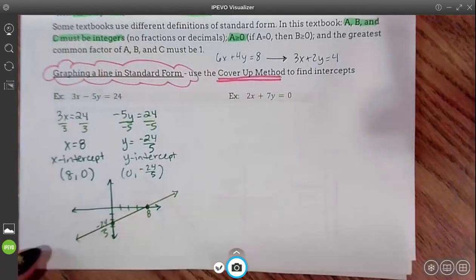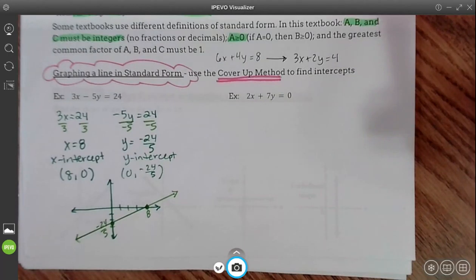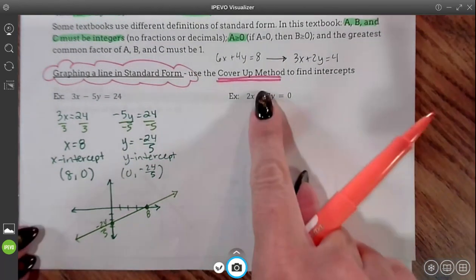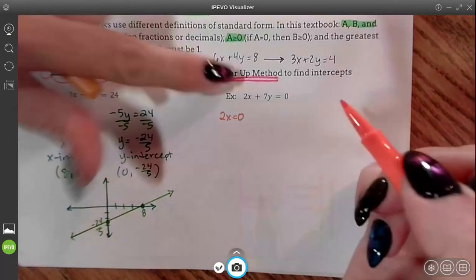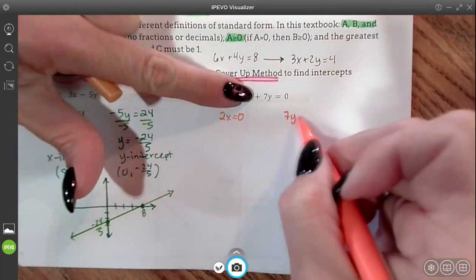Remember that you want to go all the way to the edges of your graphs and put arrows on the ends of your lines. So this other one is kind of a bit of a special case. If I start to do that cover-up method, so I cover up 7y, I get 2x equals 0. I cover up 2x, I get 7y equals 0.